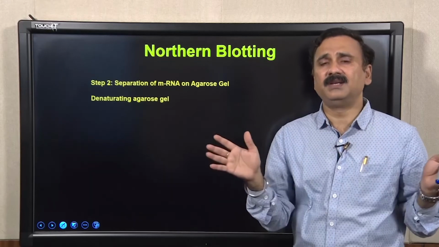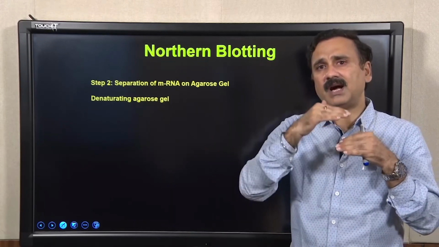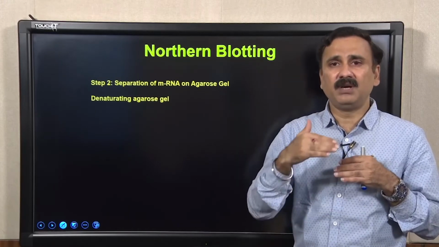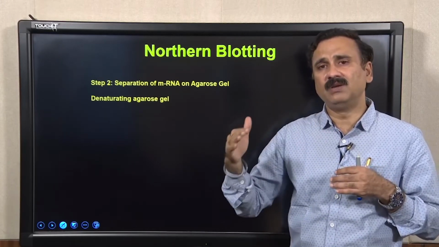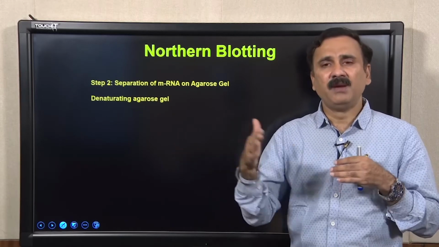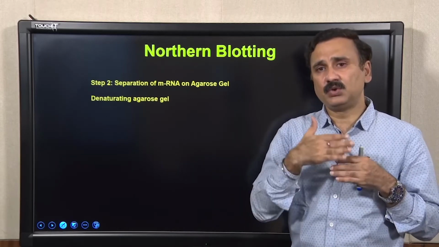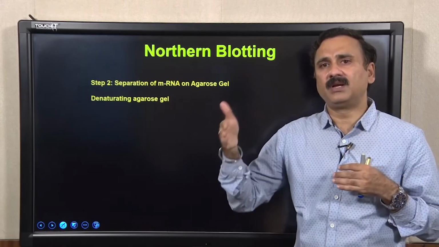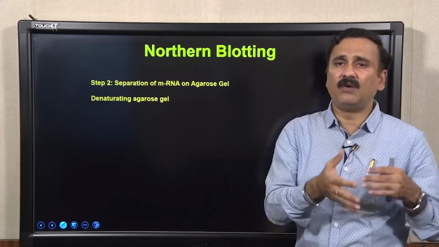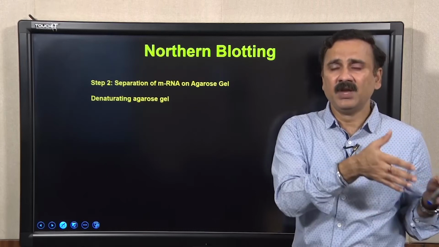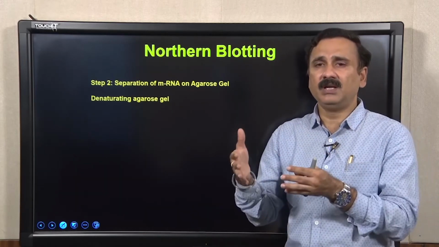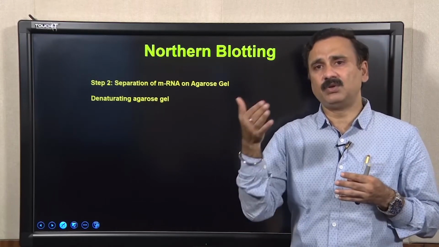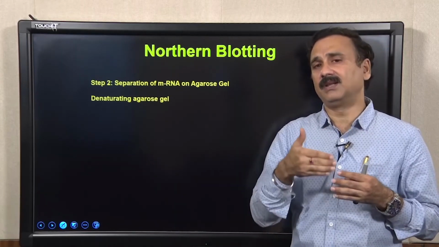Once it disrupts the secondary structures, then the messenger RNA is going to run as per its molecular weight, and because of that it is going to give you discrete bands. That is very important, because all the bands are going to correspond to the messenger RNA of the respective genes, so that when you do the northern blotting, the probe is going to bind to one of those bands, and that is how you are going to detect the signal.